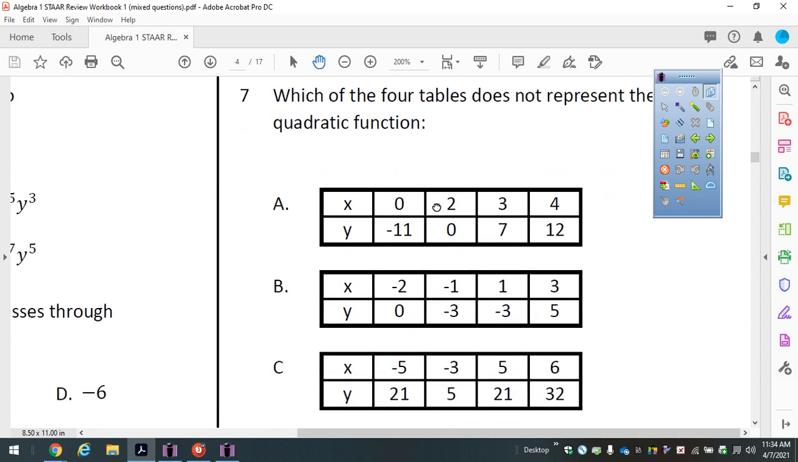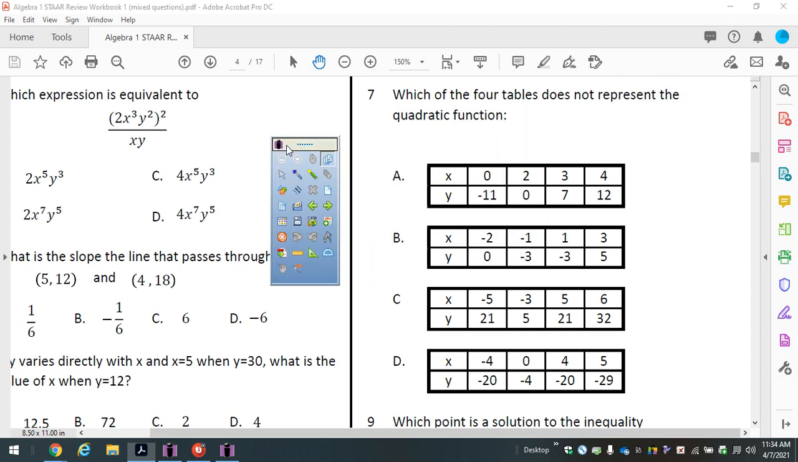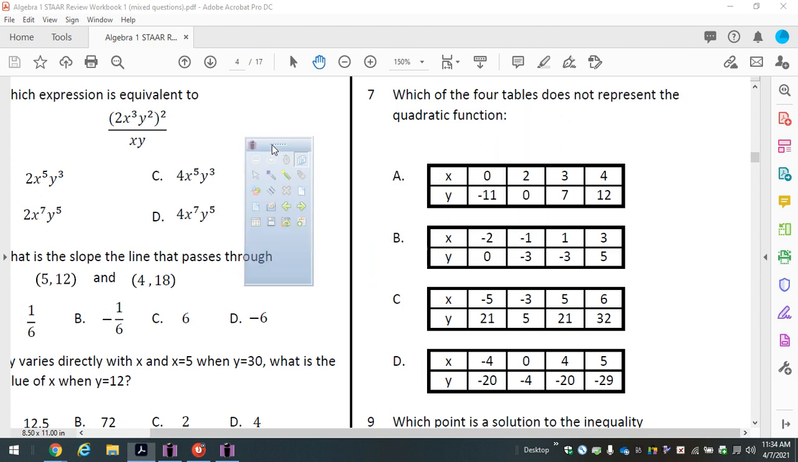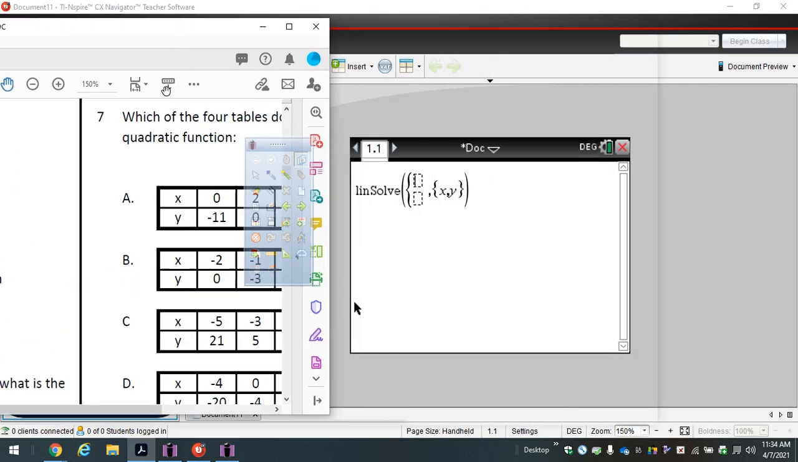Let's take a look. Okay, now, ooh, this is a tough one, but it's a good one. Which of the four tables does not represent the quadratic function? So I'm sorry, but you're actually going to have to use some thick-intuitiveness. You can't quit on yourself, okay? So what I'm going to do is make this smaller here so I can see the numbers.